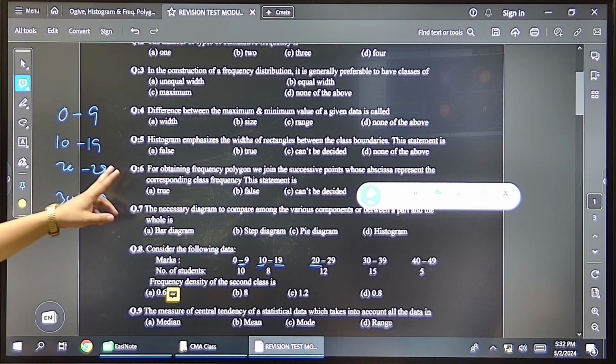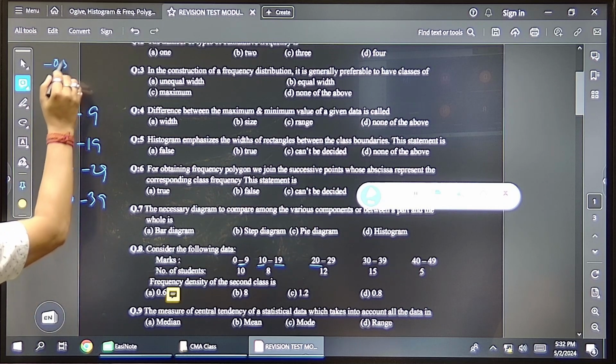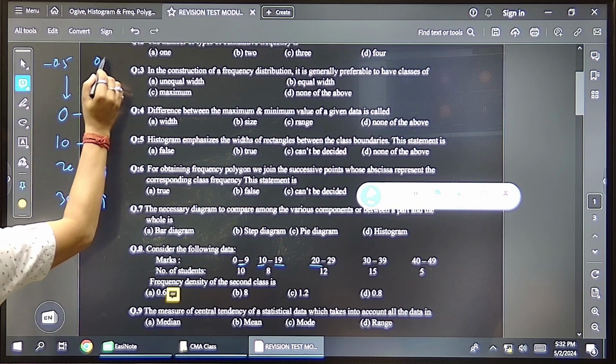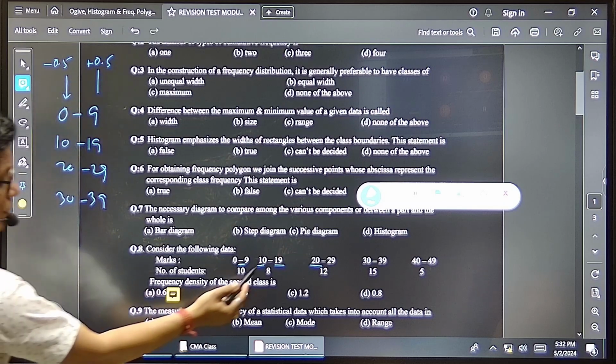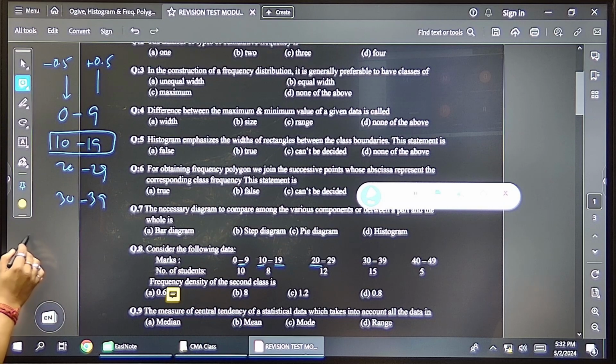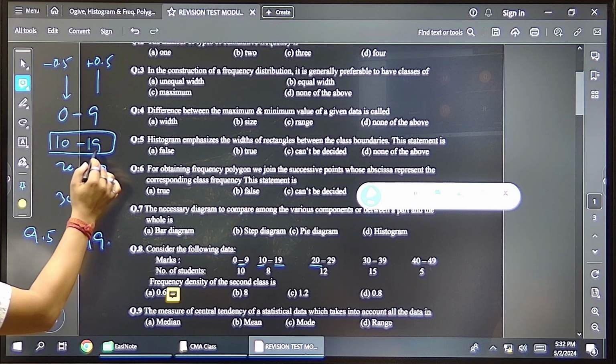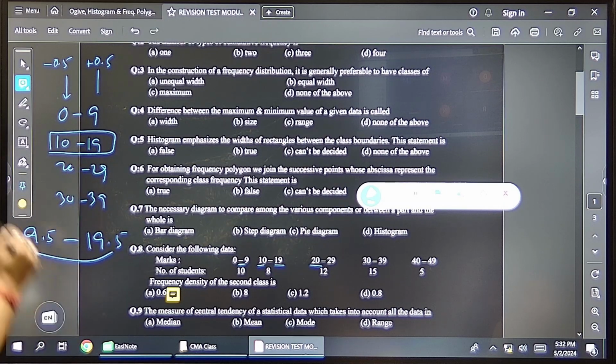Now we cannot take h equal to this. What you will do? From here, 0.5 minus, here 0.5, 0.5 plus. Now we are talking about 10 to 19. So 0.5 minus means, sorry, 9.5. Now here 0.5 plus now, 19.5. Now 19.5 minus 9.5, 10. Is it clear now? So it will be 10.